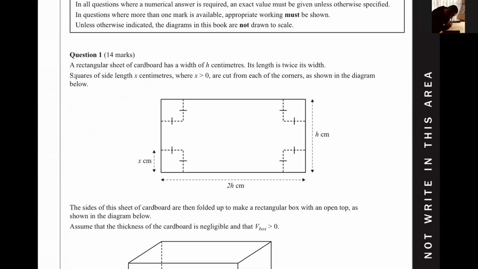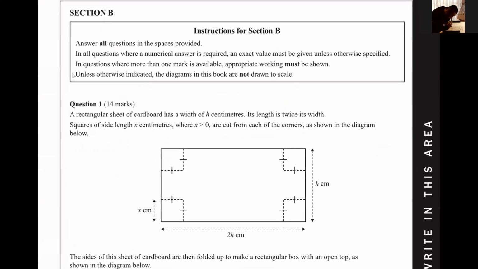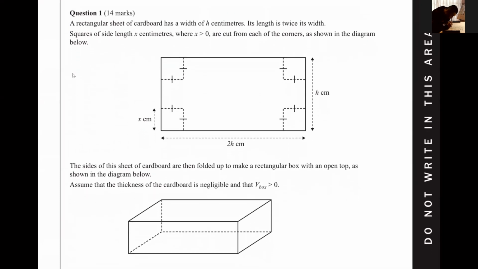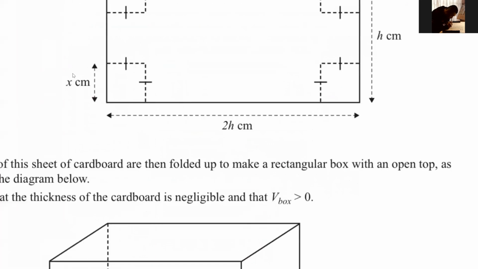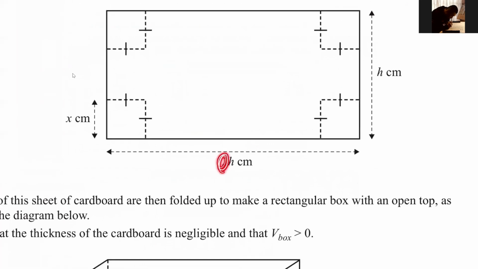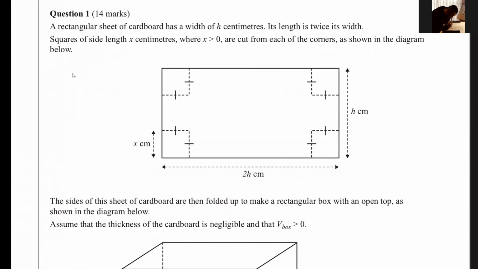Okay, question 1, extended response questions. I'm going through these questions relatively quickly. Basically, you have a rectangular sheet of cardboard with width h centimeters and length 2h centimeters, okay? This one should be in the normal font, not italic, the number. Anyway, I just bought that.